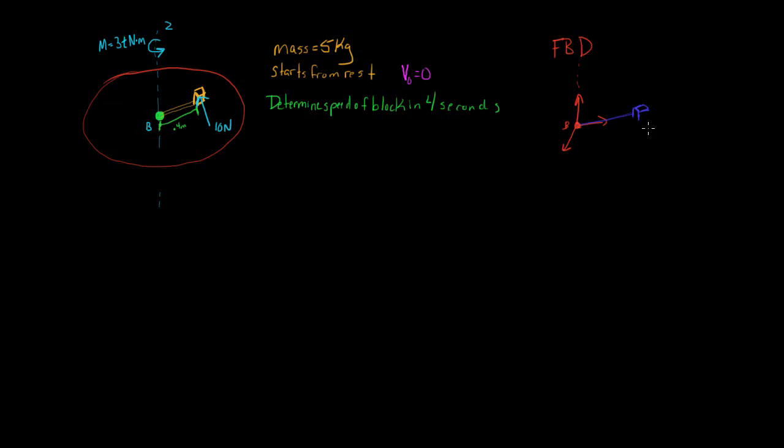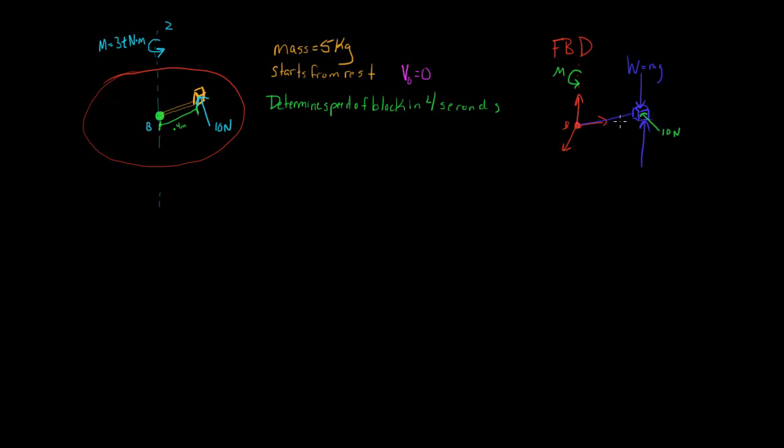Now the block is going to have a weight coming down, and the weight is going to be equal to its mass times gravity. And because it's on a surface, a normal force is going to be pushing back on it. We're going to have this horizontal force. So this is pushing the block, and we're also going to have a moment, and this moment is this 3t, and this force right here is of course, the 10 newtons.